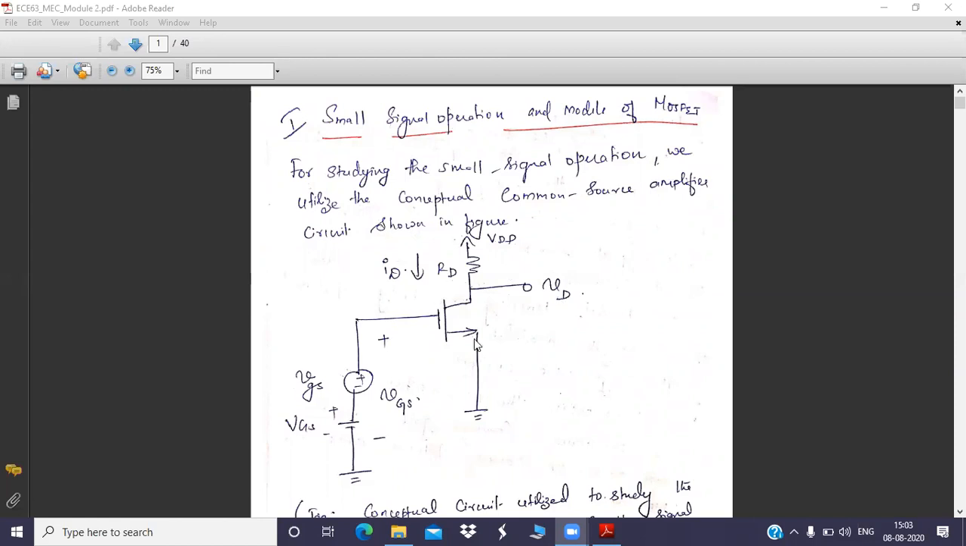At the output, you are taking from the drain terminal, and here you have the drain resistance given to the supply voltage VDD. Through the transistor, you have the current flow ID. VD is the output drain voltage. Hope it is clear. What we are going to analyze is the small signal operation and the models of MOSFET. This is the beginning of the second module. Yesterday we completed the first module, and now we are going to start the second module. In fact, the first topic is small signal operation and models of MOSFET.